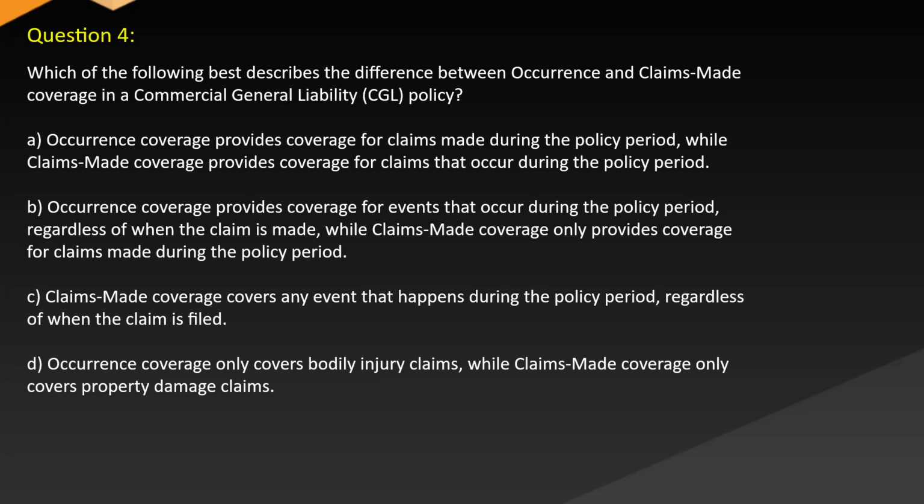Question 4. Which of the following best describes the difference between occurrence and claims-made coverage in a commercial general liability CGL policy? A. Occurrence coverage provides coverage for claims made during the policy period, while claims-made coverage provides coverage for claims that occur during the policy period. B. Occurrence coverage provides coverage for events that occur during the policy period, regardless of when the claim is made, while claims-made coverage only provides coverage for claims made during the policy period. C. Claims-made coverage covers any event that happens during the policy period, regardless of when the claim is filed. D. Occurrence coverage only covers bodily injury claims, while claims-made coverage only covers property damage claims.